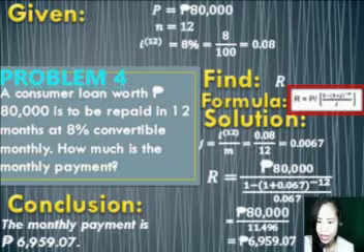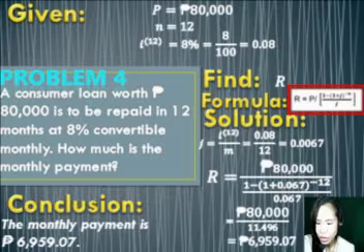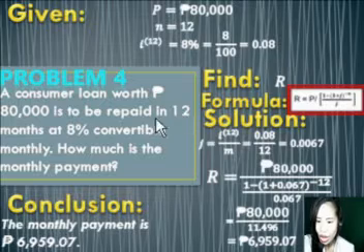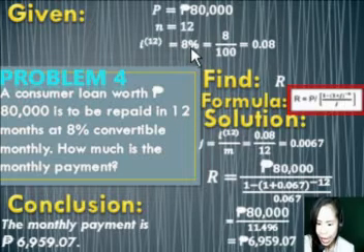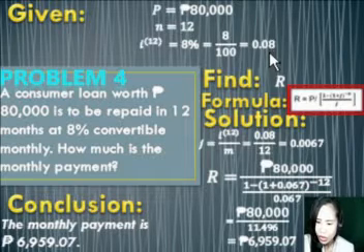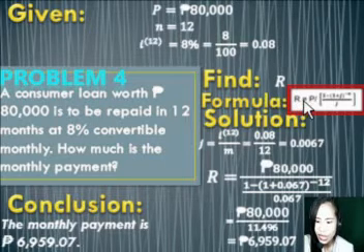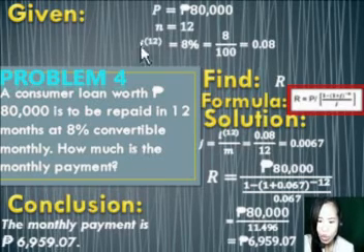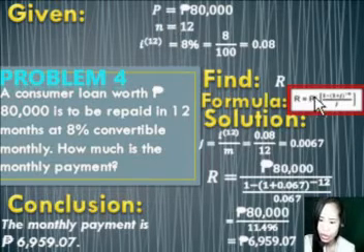We are given the following. The principal amount of money is 80,000 pesos. The N here is M times T, 12 times 1 year is 12, and the interest rate is 8%, or that is just 0.08. From this given, we will now find R using the first formula. Why are we using the first formula? Because what is given in the problem is the present value. So we will use the first formula.